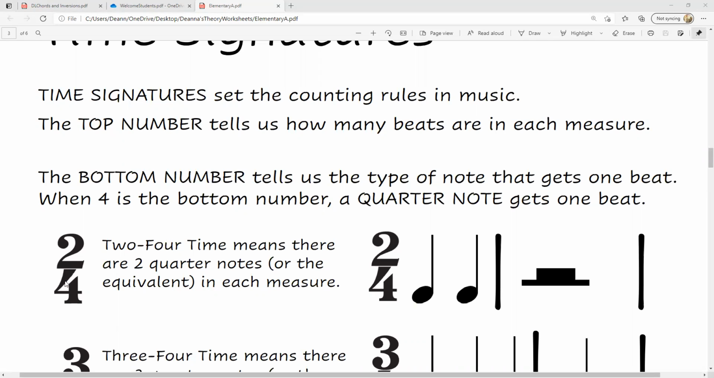So if it's 2/4 time, it means you can have 2 quarter notes in each measure. Look at this. 1, 2 quarter notes. Half rest, that also equals 2 quarter notes. It equals 2 beats, right?